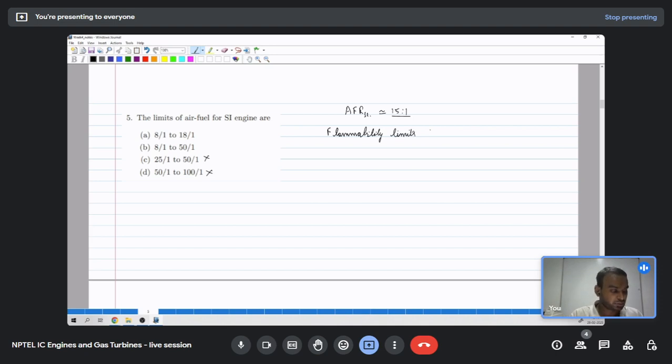So there is something called flammability limits, and there is an upper limit and a lower limit. This is a property of each fuel. What the upper limit says is, for a rich mixture, assume the AFR can be as high as 20 or 25, then a particular fuel will be able to burn.